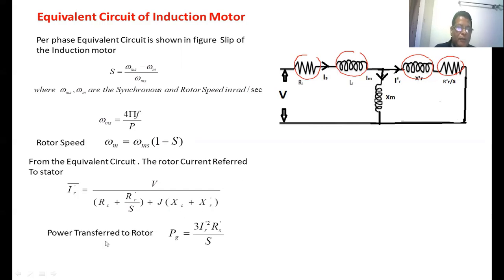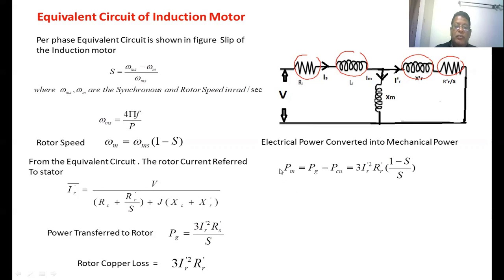Now we find the power transferred to the rotor, which is also the air gap power. That equals 3 times Ir dash square into Rr dash by s. The numerator is the three-phase rotor copper loss, and dividing by the slip gives the air gap power, or power input to the rotor. The rotor copper loss equals 3 Ir dash square into Rr dash. The actual mechanical power developed in an induction motor equals this rotor input minus this rotor copper loss, that is, Pm equals air gap power minus copper loss.